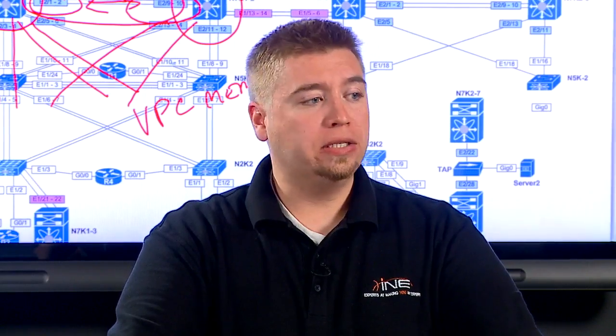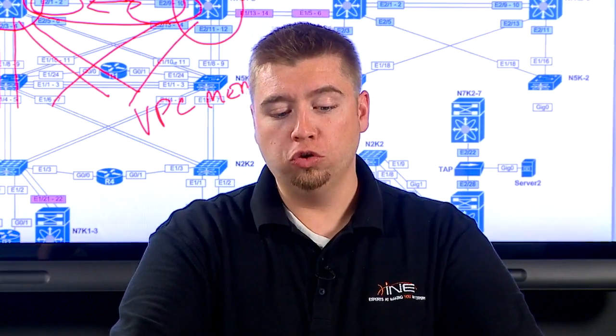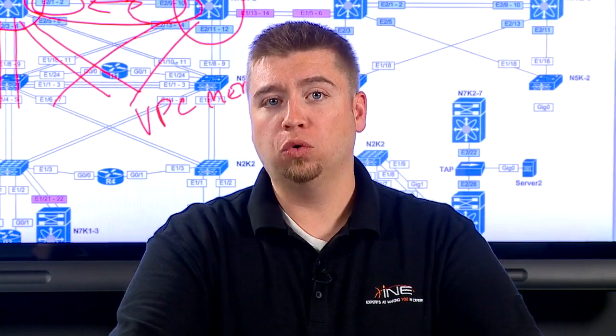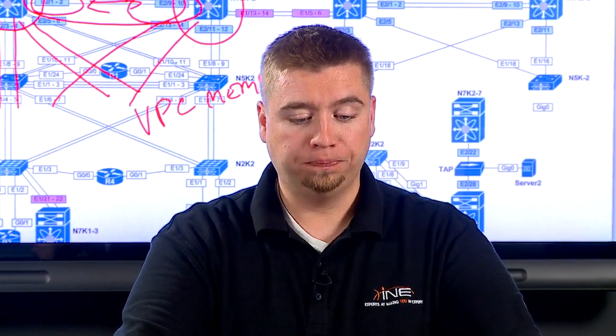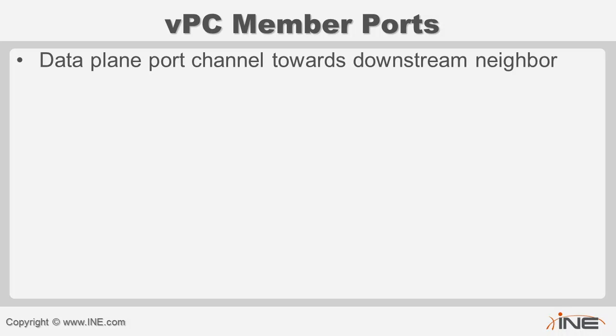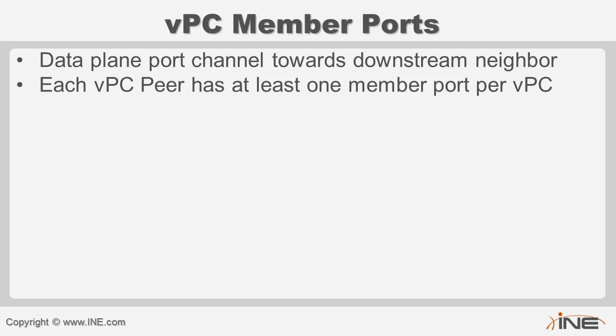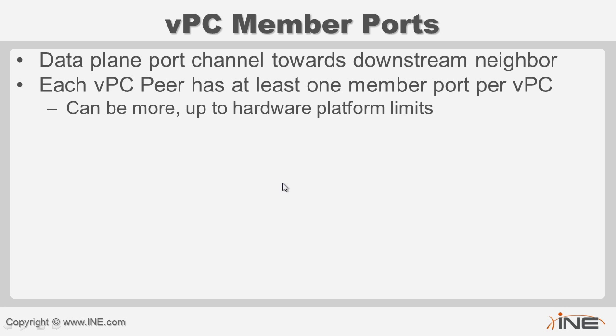Now, the last portion then is going to be the actual member ports that are used in the actual data plane forwarding down towards the final destinations. Now, for each of the VPC peers, they need to have at least one member port per virtual port channel. So these are going to be the physical links that are facing downstream towards the destinations. So we can have more than one, and the hard limit is going to be based on the specific hardware platform. Like in the case of the Nexus 7000, some of the M series cards can do 8 channels, some of them can do 16, some of them can do 32.